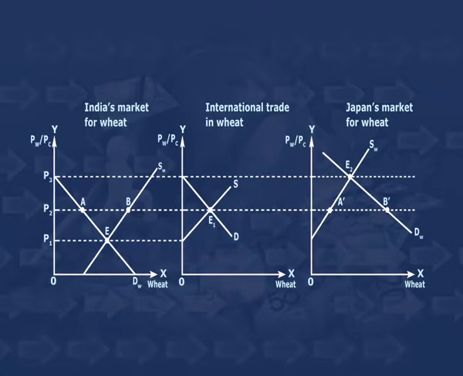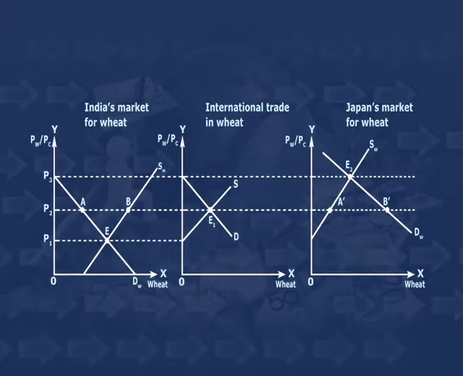At price P1, the domestic supply of wheat and domestic demand for wheat are equal in India. Similarly, at price P3, the domestic supply of wheat and domestic demand for wheat are equal in Japan. With international trade, the relative price of wheat will be between P1 and P3. Here the figure shows partial equilibrium analysis. If the price is above P1, the domestic supply of wheat is greater than the domestic demand for wheat.